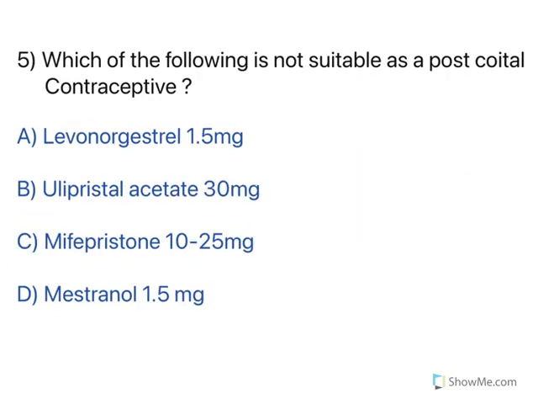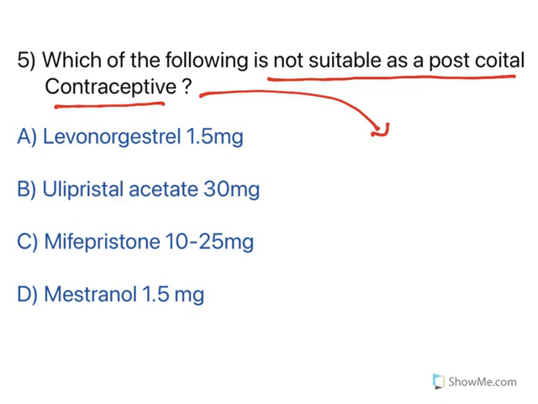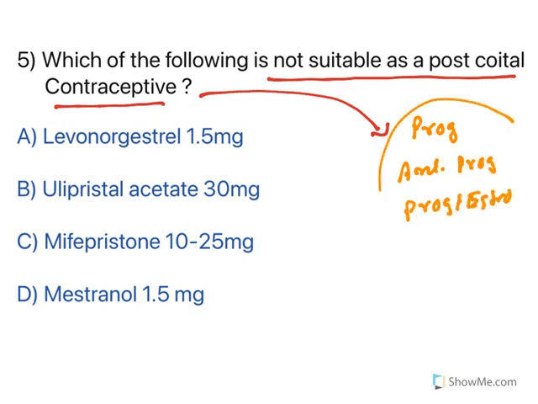Moving to the next one. Which of the following is not suitable as a post-coital contraceptive? We need to understand the process of these contraceptives. In order to get contraception, progesterones, anti-progesterones, or a combination of progesterone and estrogen can be given. This is the process for immediate contraception. The question asks which one of the following is not suitable.